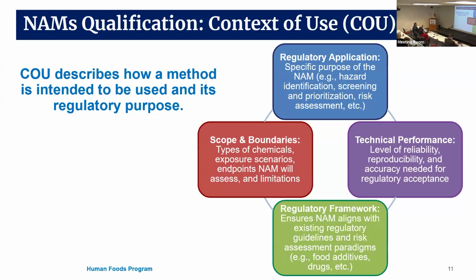You have scope and boundaries, which is the type of chemicals, the exposure scenarios, and the endpoints that a NAM will assess, as well as its limitations. I think that's important. You do have to be knowledgeable and understanding of the limitations, not only the strengths. Limitations are just as important as the strengths. The technical performance is the next component, and it describes the level of reliability, reproducibility, and accuracy needed for regulatory acceptance. And last, we have the regulatory framework, which ensures that a NAM aligns with the existing regulatory guidelines and risk assessment paradigms.